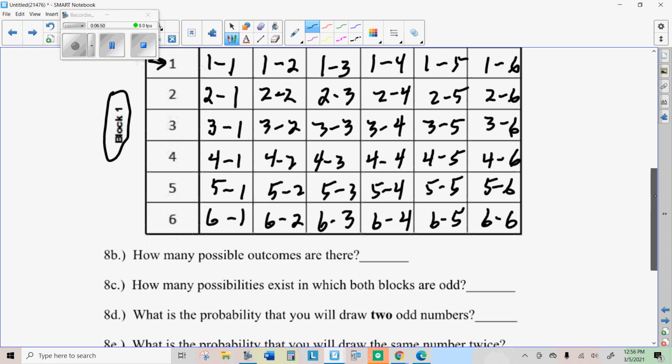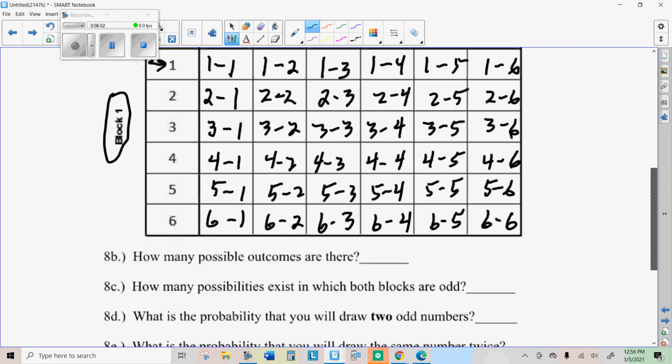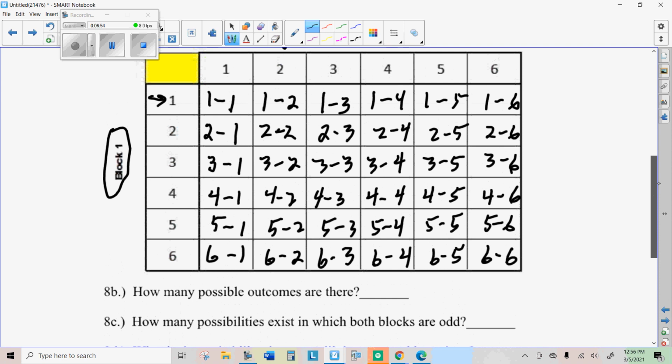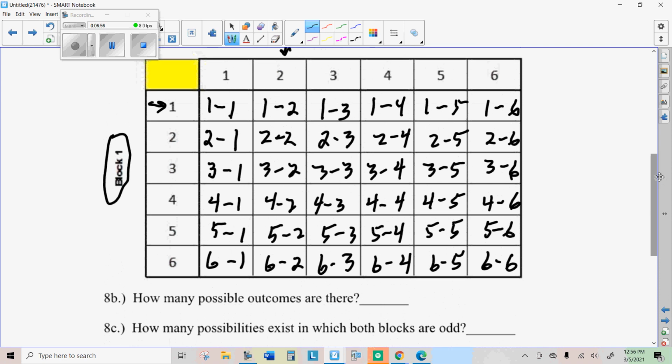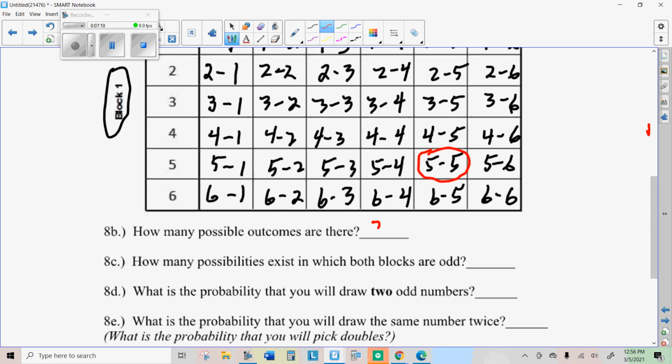All right. How many possible outcomes are there? Everything on this chart is a possible outcome. So I could pick any one of these and that could happen. Like this could happen. I could get 5 on the first draw, 5 on the second draw. Okay, and so there are 6 times 6 possible outcomes, which is 36.